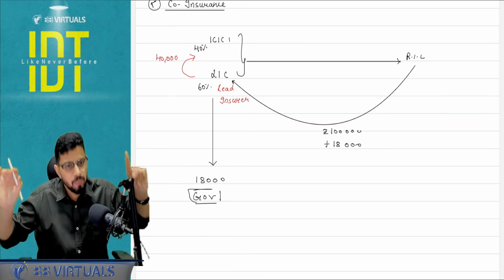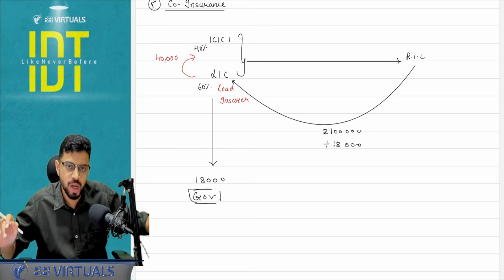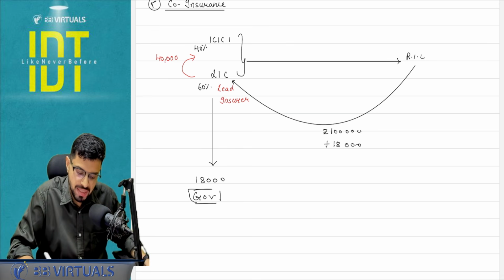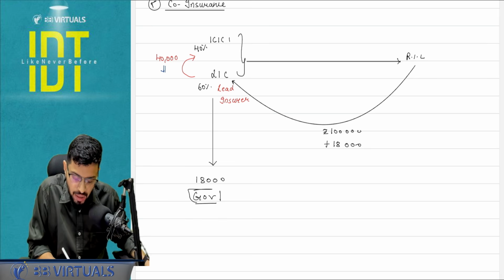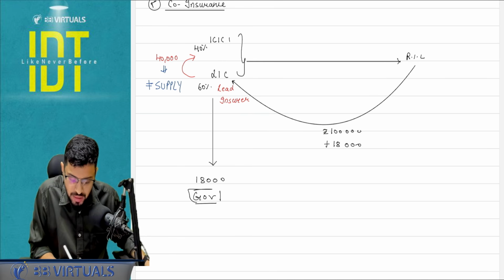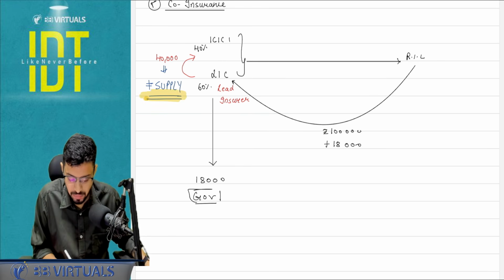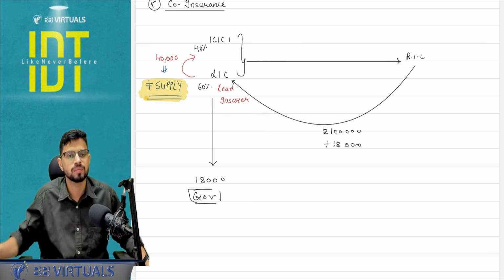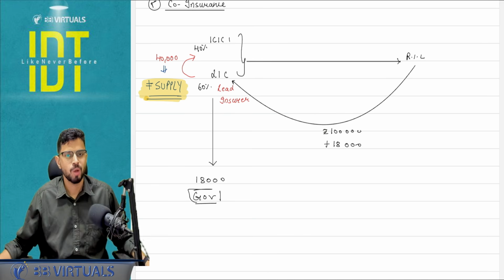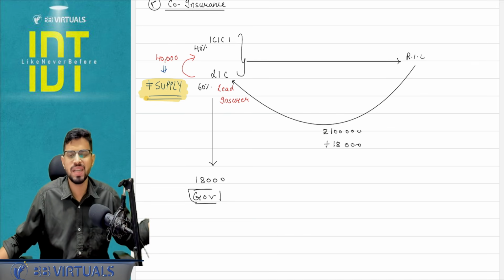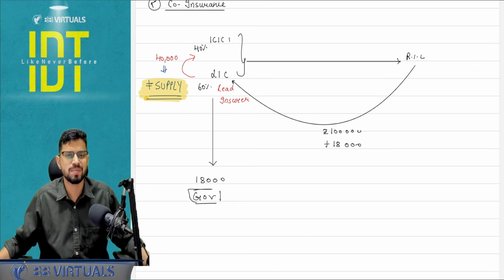Government agreed. Provided paragraph number 9, schedule number 3. Schedule number 3 says that this apportionment is not a supply. It is not a supply. Logic. Why do we need to see the legal part? Logic says it is not a supply.